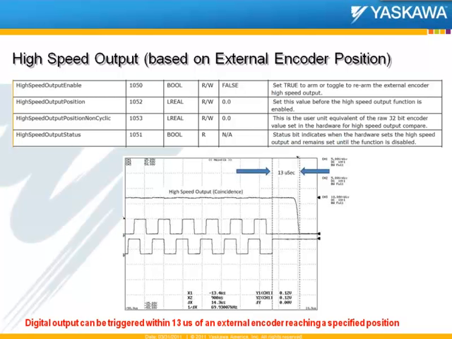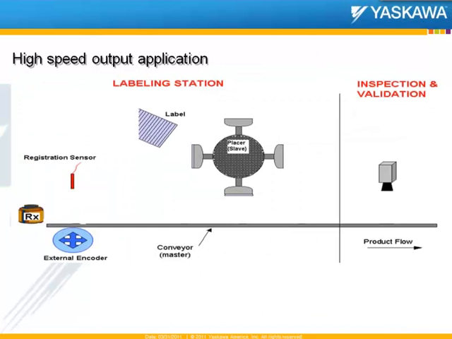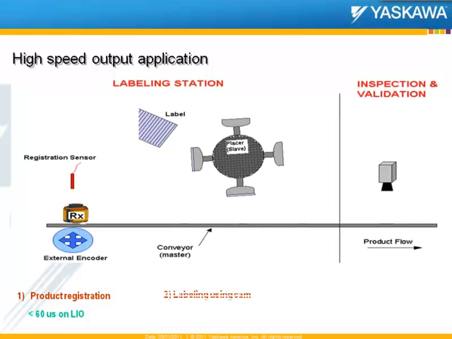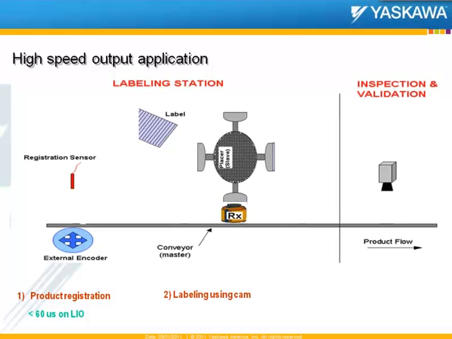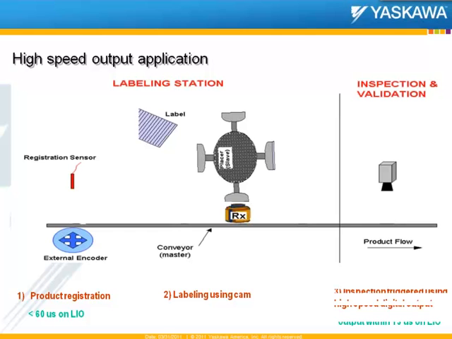Now, where can this be used? This can be used for stations or downstream stations, for example, inspection and validation stations downstream from a machine that is controlled by an iec controller. Let's say it's a labeling machine, for instance. The product that comes through gets registered and labeled, and let's say we need to trigger a camera to capture the label position for inspection purposes.